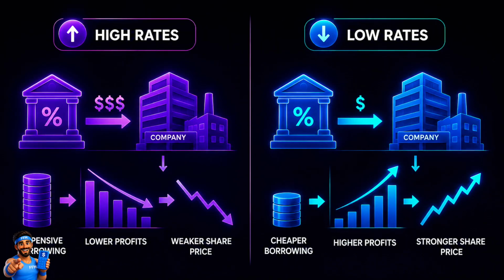Principle 2, rates affect company earnings through borrowing costs. When rates are high, companies pay more to borrow money for investment and expansion. That eats into profits. When rates fall, borrowing gets cheaper, margins improve, earnings go up. Good for share prices. The companies most sensitive to this are highly indebted ones and high growth tech companies whose valuations depend heavily on projections of future earnings.